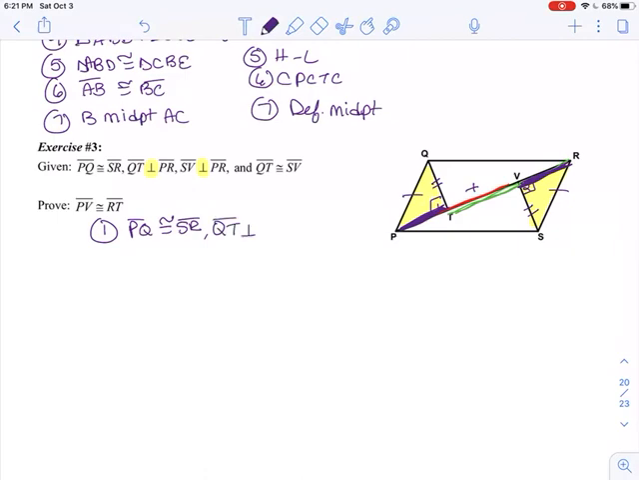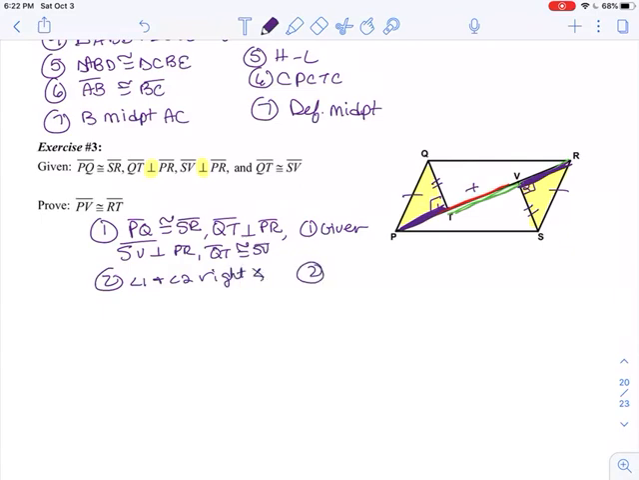Getting the triangles congruent is easy. We've been practicing it for a couple of days so far. This is definitely having you think a little bit more about what I'm trying to do. So I'm just writing down my given right now. SV is perpendicular to PR, and QT is congruent to SV. So you have all the sides, the thing of the angles. Since my lines are perpendicular, angle 1 and angle 2 are right angles.